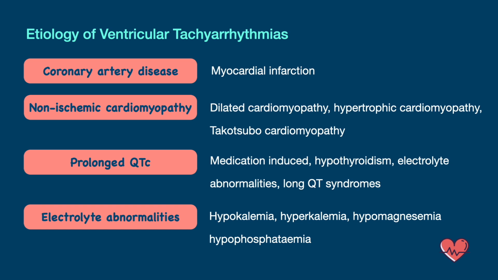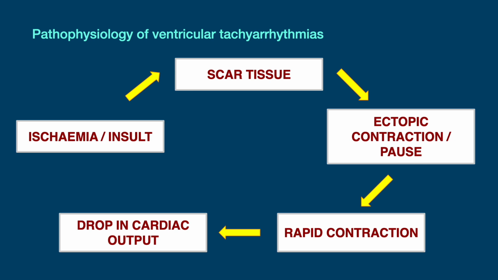Last but not least, electrolyte imbalances, which can lead to arrhythmias anywhere in the heart. The heart is more sensitive to low levels of potassium, seen in hypokalemia, low levels of calcium, seen in hypocalcemia, and low levels of magnesium, seen in hypomagnesemia.